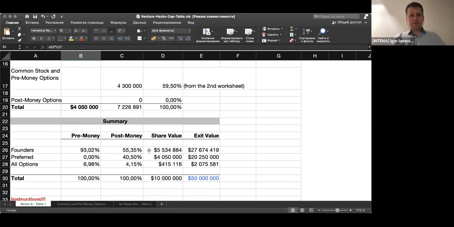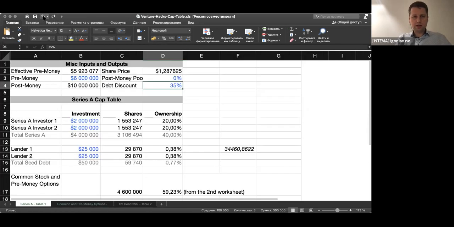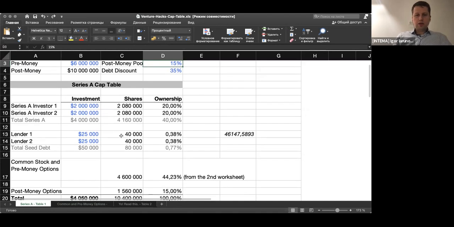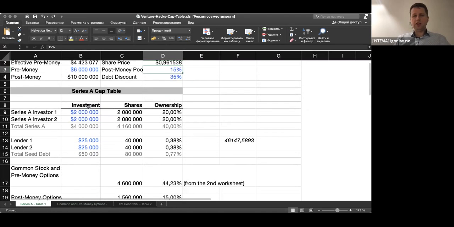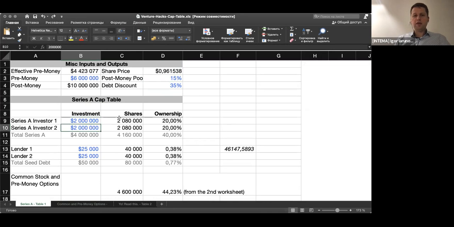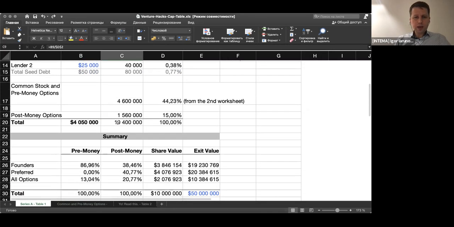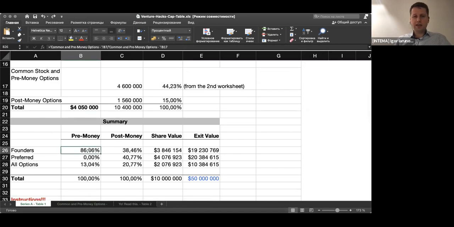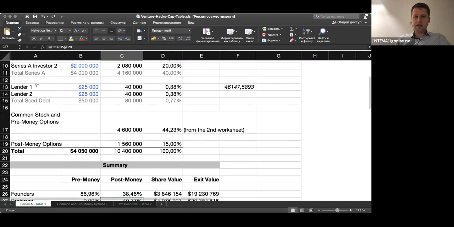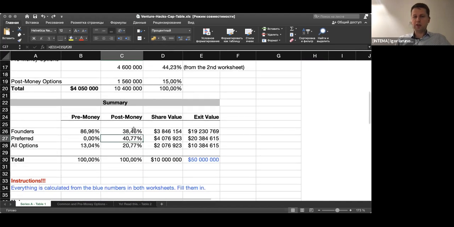And here we can see, let us go back to the current situation. The digits are blue here, you can change. Everything other is a calculation. Also, you can see here the initial distribution between founders and options, then post-money valuation after investors came and received some money, and the lenders also received some shares. And you can see value of the shares, and you can see exit value.